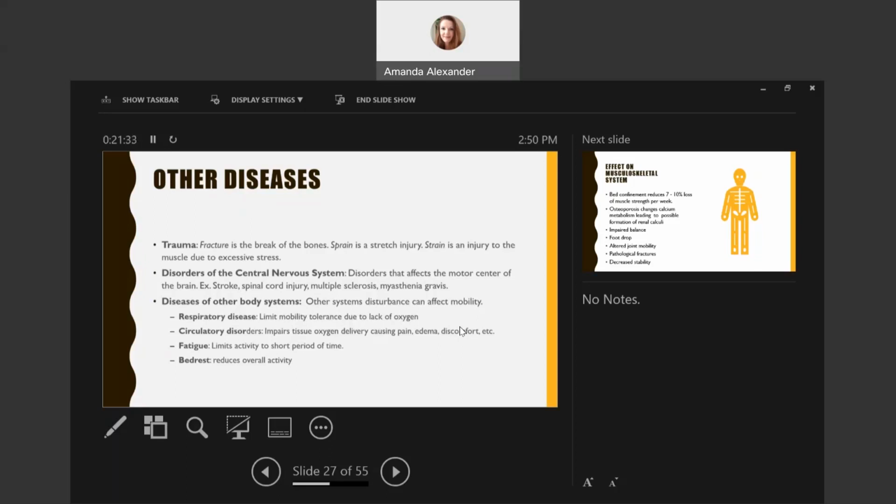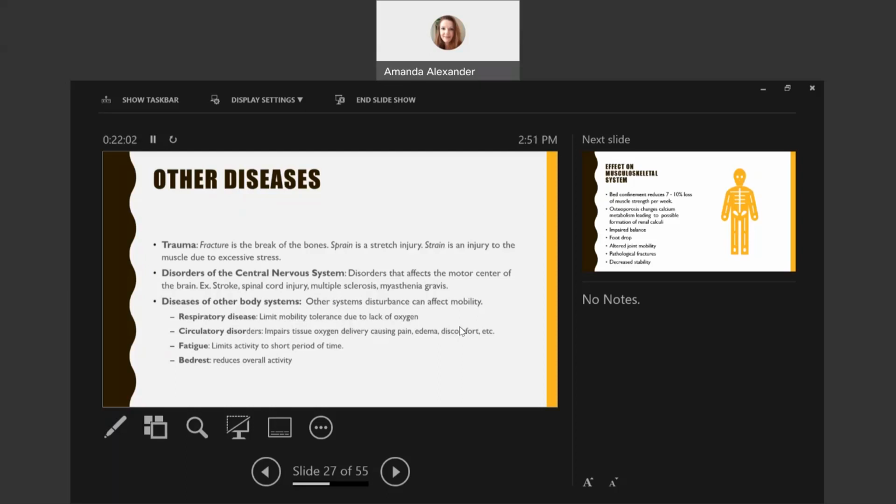Disorders of the central nervous system, disorders that affect the motor center of the brain, such as stroke, spinal cord injury, multiple sclerosis, and myasthenia gravis, are some other diseases that may be involved in a patient actually having one of these traumas. They actually set them up for a risk of a sprain and a strain and a fracture.